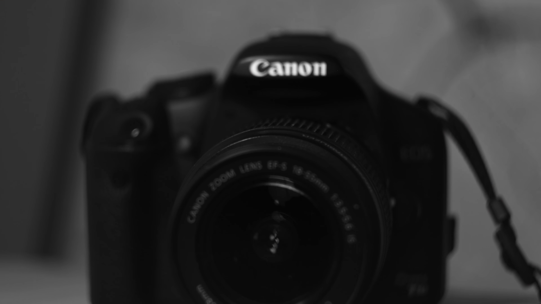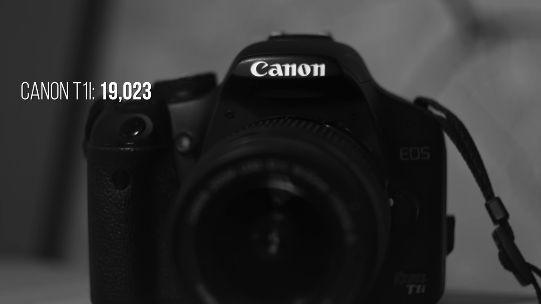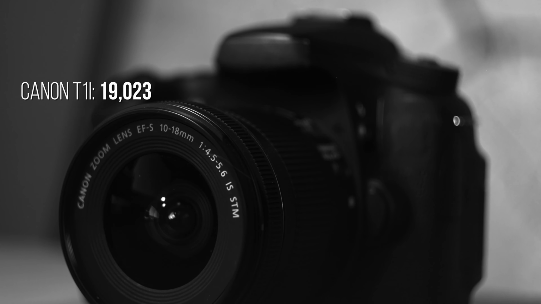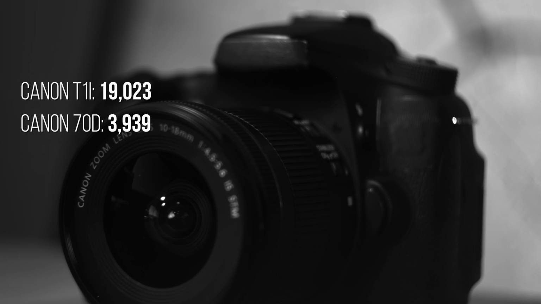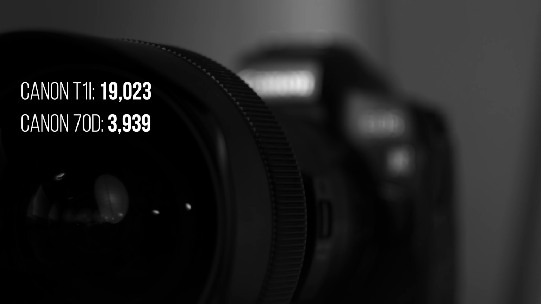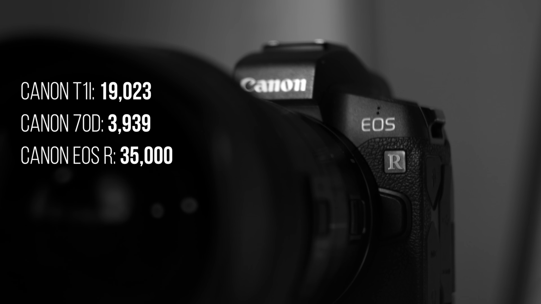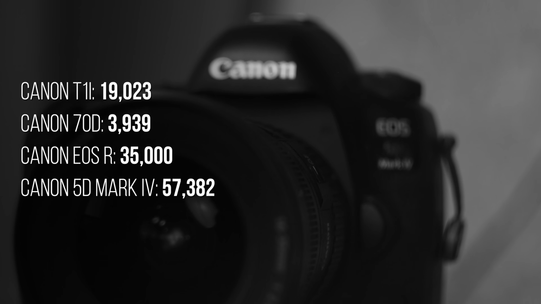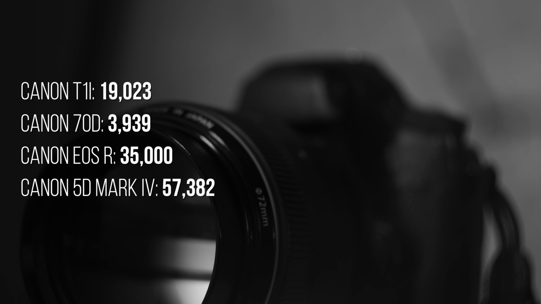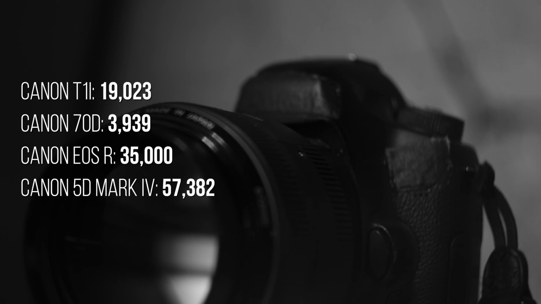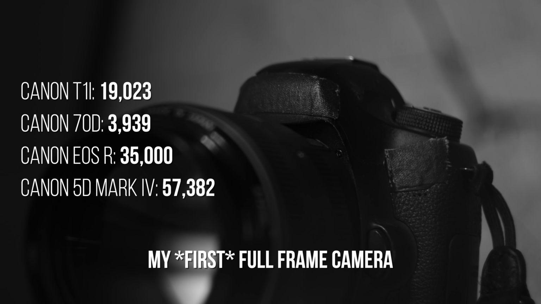So I've actually run all the numbers on all my cameras already, including my T1i, which is my first camera I've ever had, which only had 19,000 photos. My Canon 70D, which had 4,000 photos, as you saw. My Canon EOS R, which is what I primarily shoot on now, which only has about 35,000 photos taken on it. My Canon 5D Mark IV, which has about 60,000 photos on it. And the camera that I've used by far the most is my Canon 6D, which actually was my full frame camera, which has about 70,000 photos taken on it.